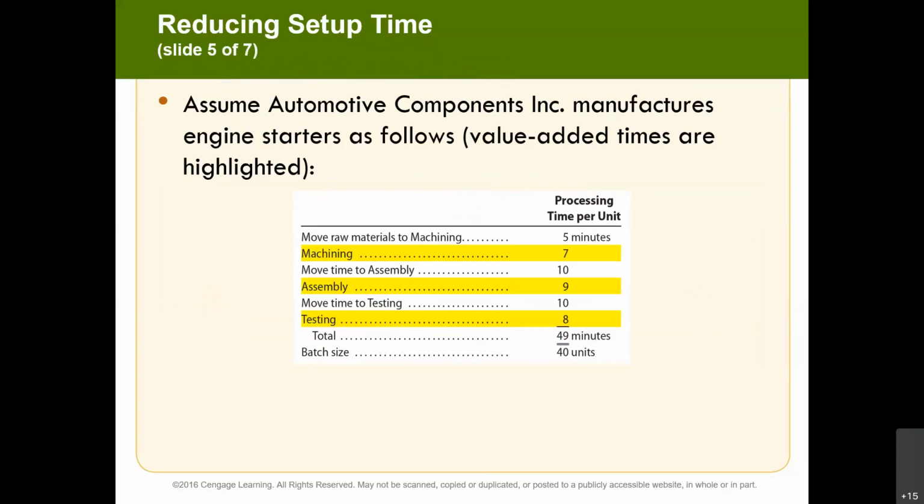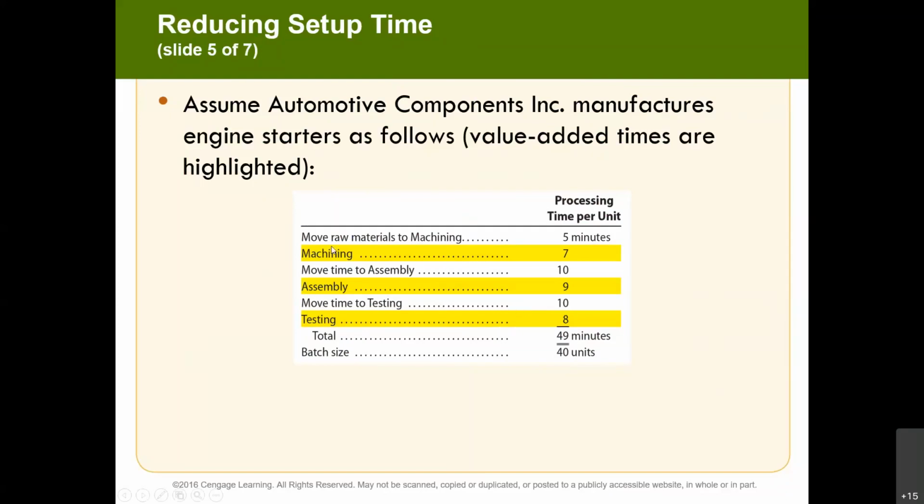So let's look at it from an automobile manufacturer process. This company manufactures engine starters. They're a components company, and they sell those engine starters to the larger auto manufacturers like your Tesla or your Ford or your GM or whatever. This company manufactures the engine starters, that little component that goes into each engine to start it. So here's their process, their lead time or setup time.